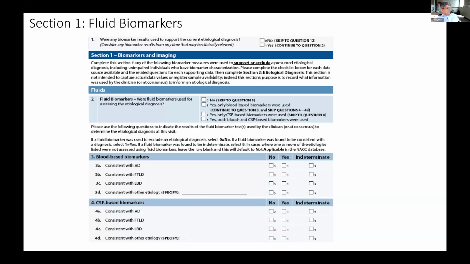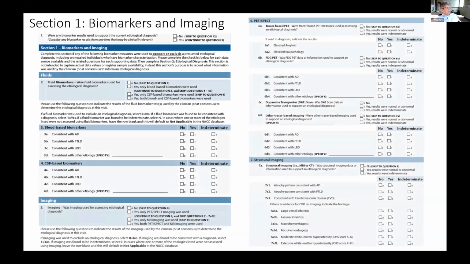So same thing for CSF-based biomarkers. Were the results consistent with Alzheimer's disease, supportive of Alzheimer's disease, or help to exclude Alzheimer's disease, in which case we'd mark no, or indeterminate. So that's the section for fluid-based biomarkers.